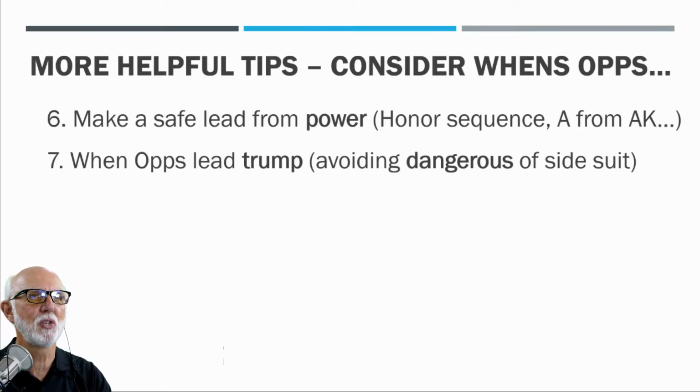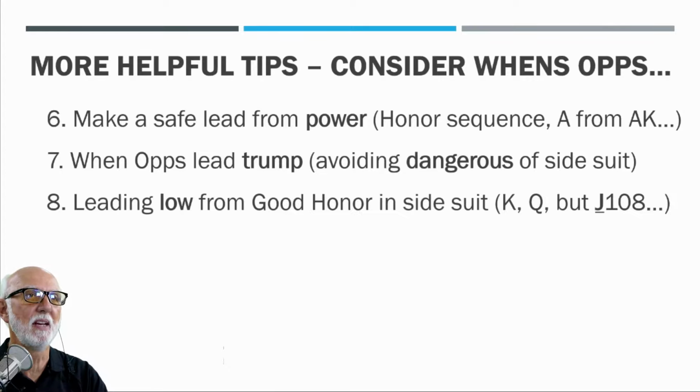then you're kind of suspicious that if you're missing the ace and the king, one person has the ace and the other person has the king because the opening leader didn't lead it, or else the other person has both the ace and the king, not the leader. Okay, leading low from good honors in a side suit.